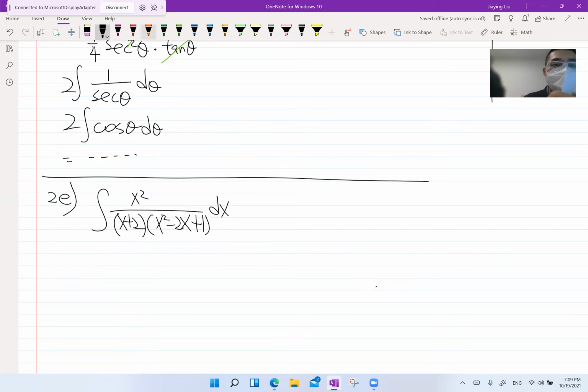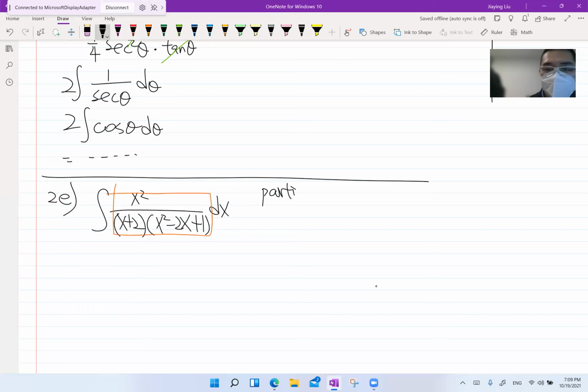The reason I know that is because if I just take a quick look, I know that U substitution is probably not going to work because the denominator seems to be more complicated. It's a cubic expression, but it is a fraction, and the denominator has multiple factors. So I'm going to try partial fractions.